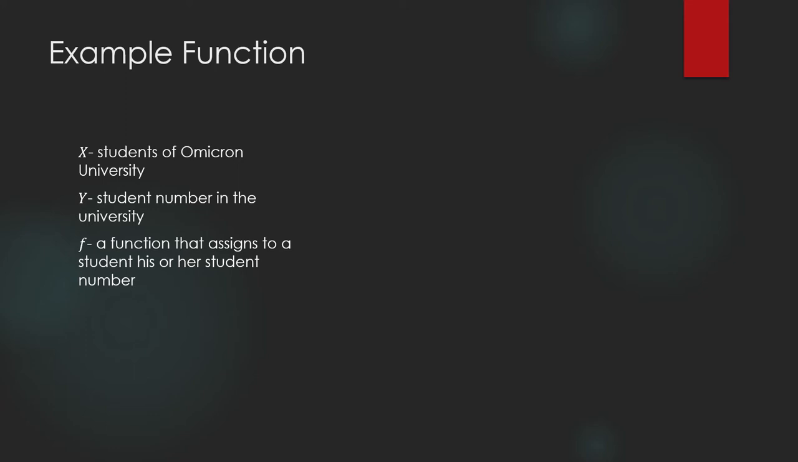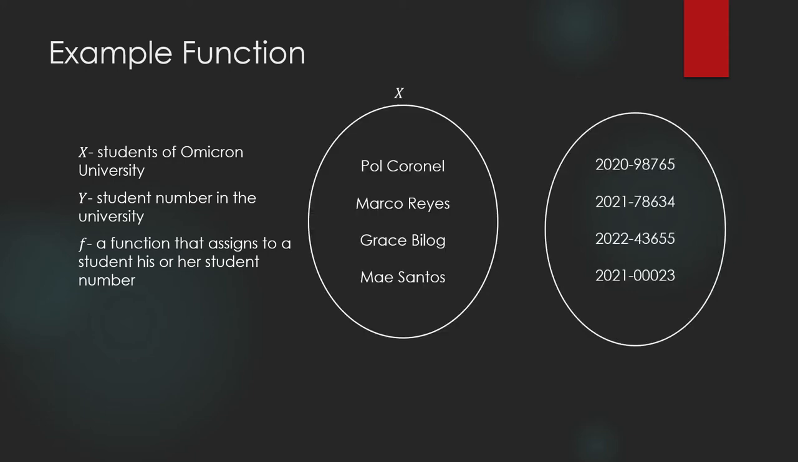It can be defined on a set of people. So for example, our set x is the set of students in Omicron University. Y is a student number in that university. So we shall define f to be a function that will assign to a student a unique student number. Okay, so we will assign exactly one student number to each student. And so again, the notion of function embodies pairing, matching.